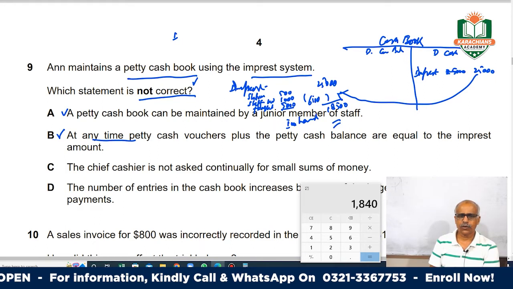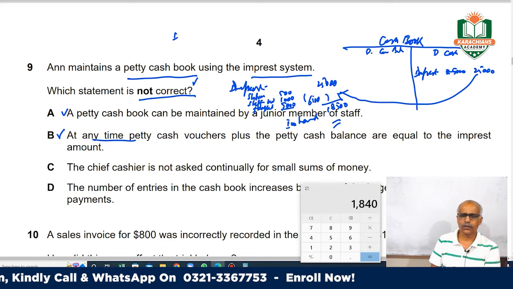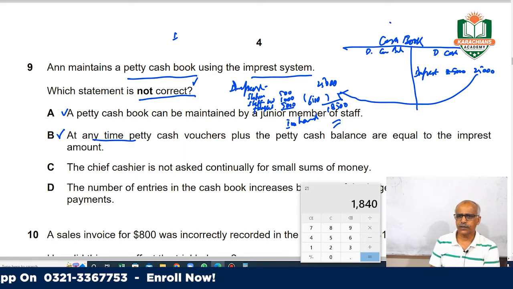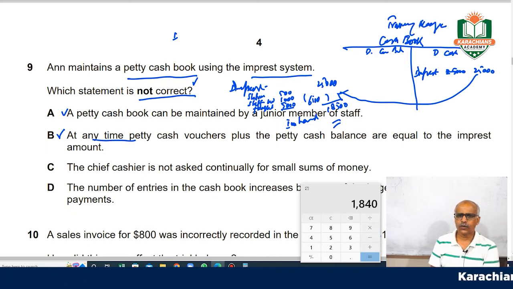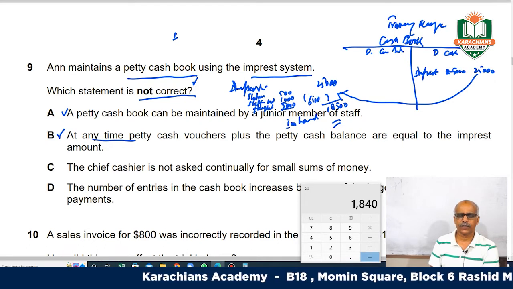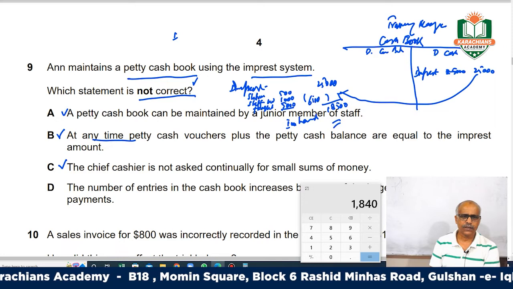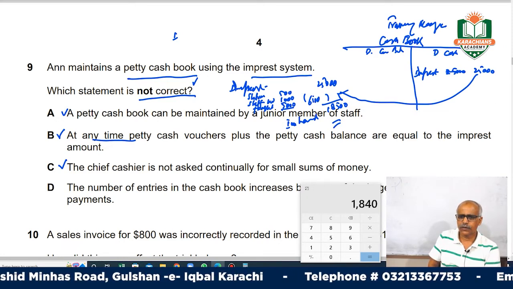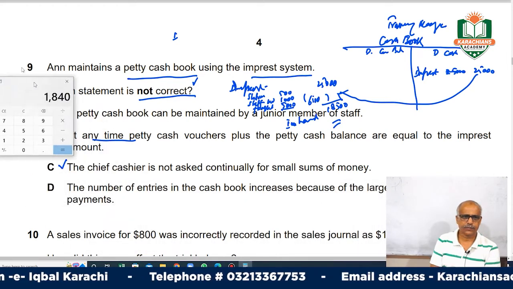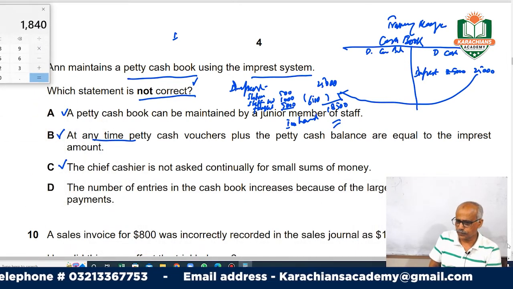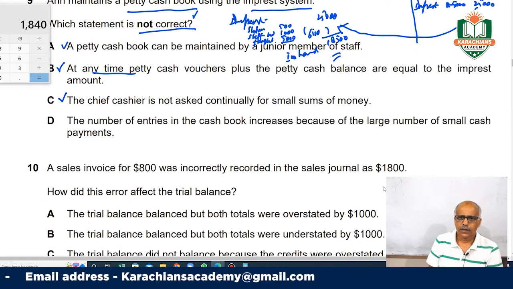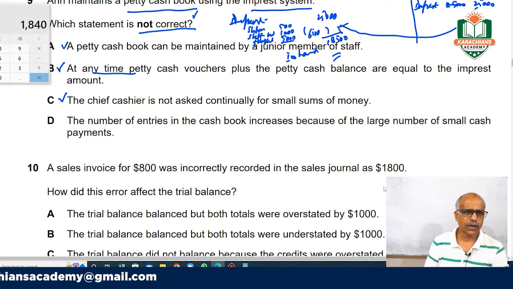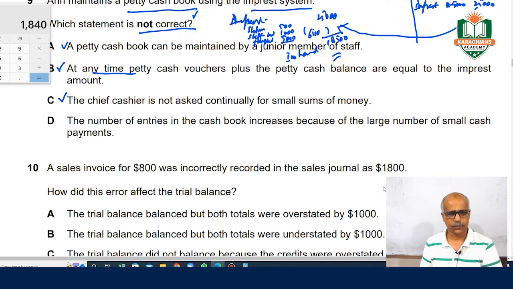The chief cashier is not asked continuously for small sums. This is the chief cashier, who is the treasury manager. So for all such small petty expenses, you do not ask the treasury manager. So this is also right. Chief cashier or your treasury manager, you always ask him for larger matters. So these A, B, C are all correct, right?